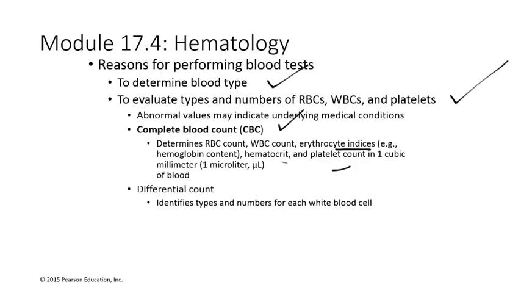There will also be, in that CBC, a differential, if that's done, and that is going to tell you how many of each of the 5 different types of white blood cells are present. And we'll discuss if you have high eosinophils, if you have high neutrophils, if you have high basophils. What does that suggest, and what infection may you have?